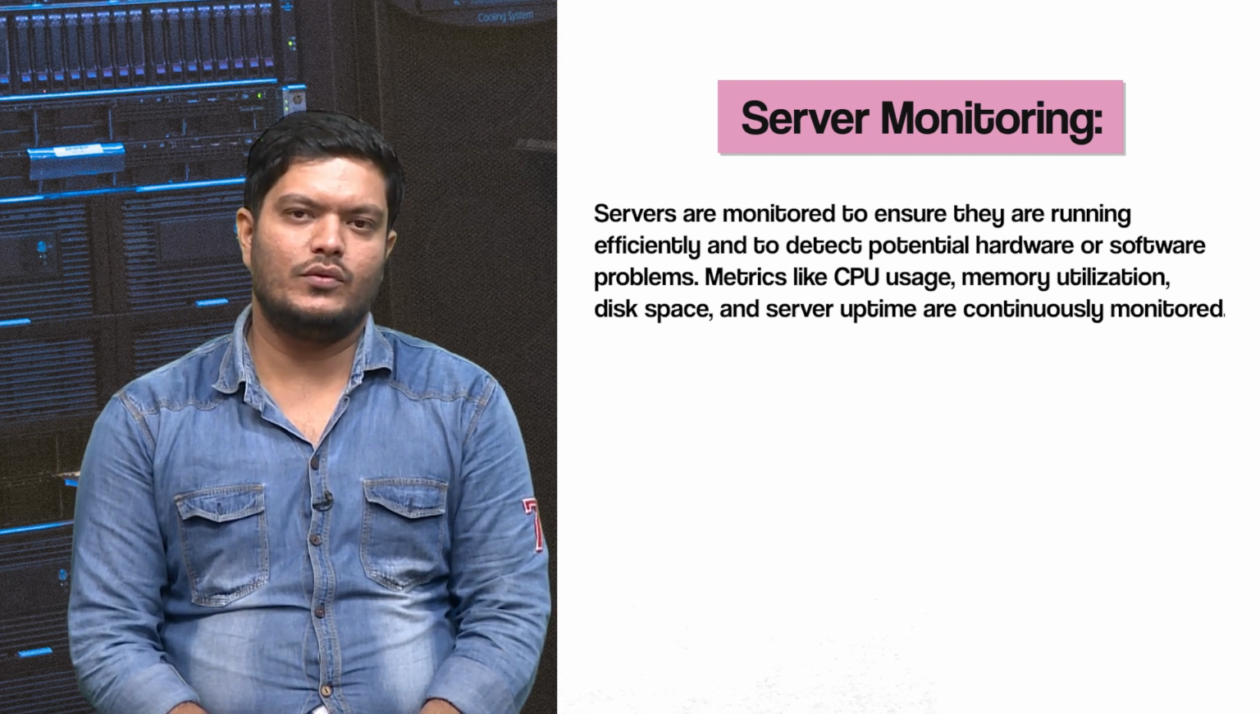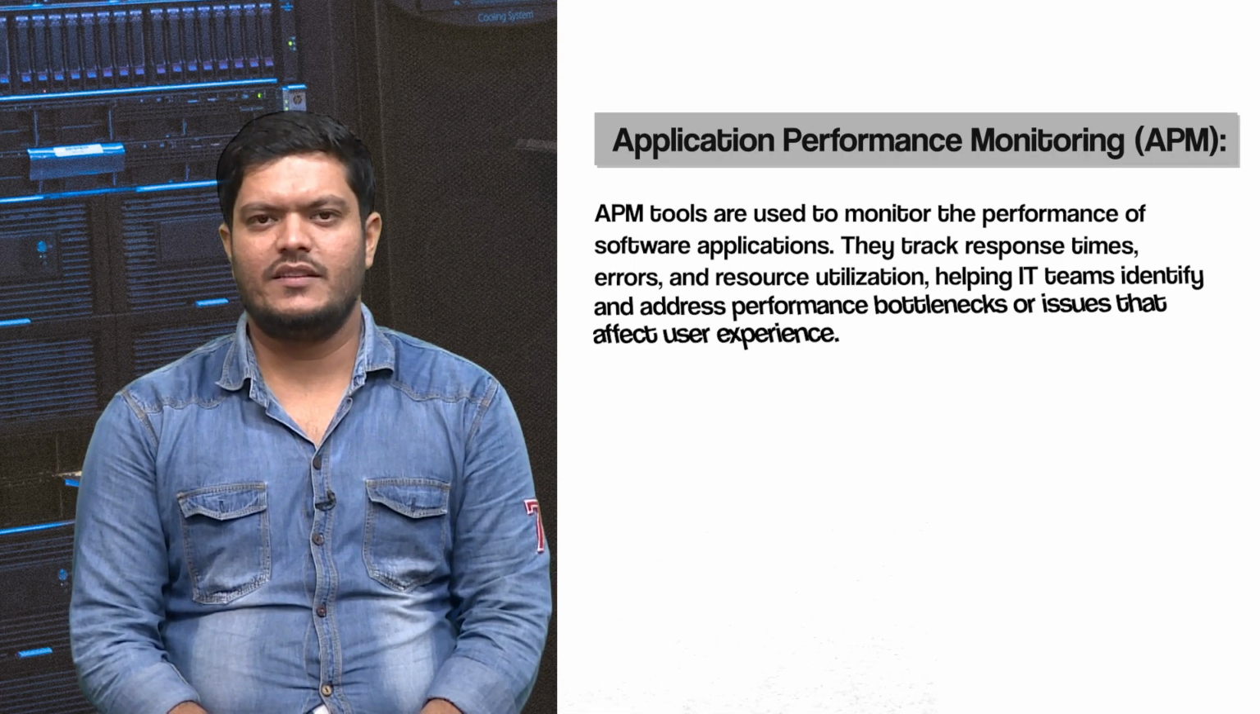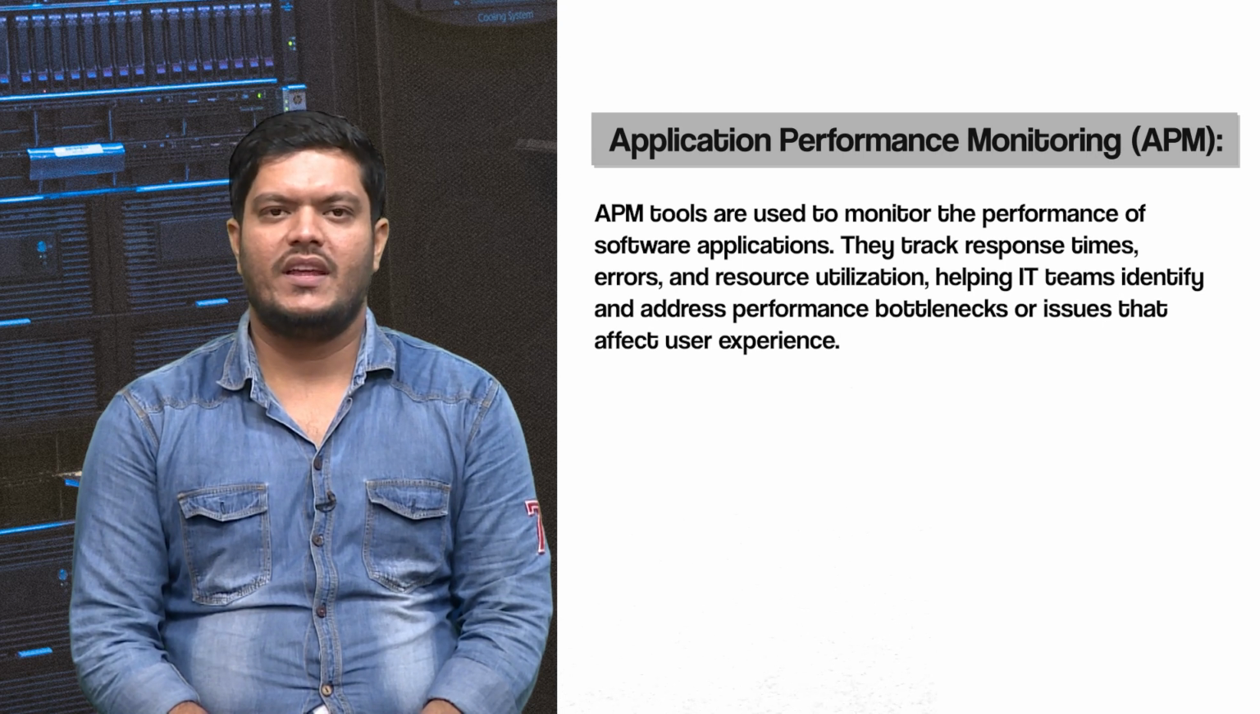Metrics like CPU usage, memory utilization, disk space, and server uptime are continuously monitored. Application Performance Monitoring (APM). APM tools are used to monitor the performance of software applications.